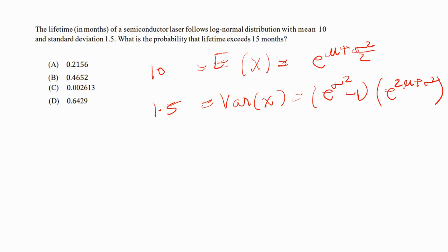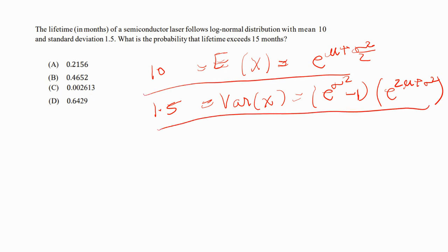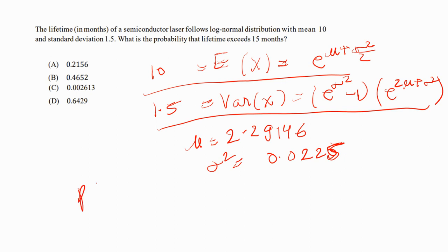So what we do here is that we will solve it for mu and sigma square, and then we will go to the mu and sigma square as a normal variant, and then we will solve it. If you solve these equations, because it will take so much time, I'm just writing the answer, you can do that later. It will be mu equal to 2.29146, and sigma square we will get as 2. So now we want to find the probability that x is greater than or equal to 15.